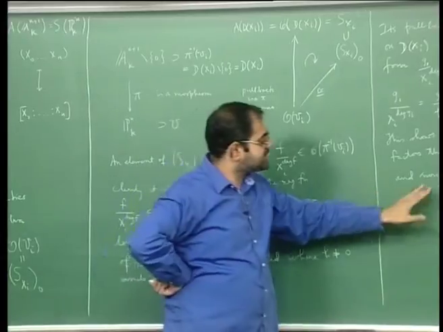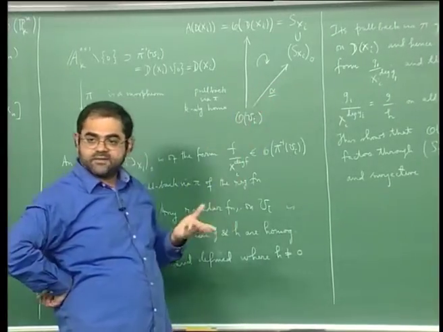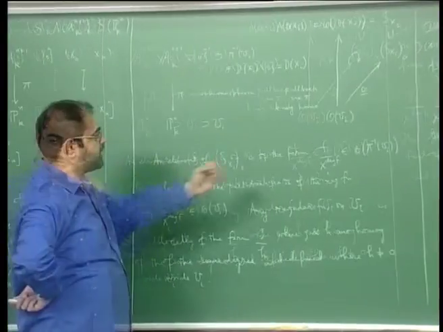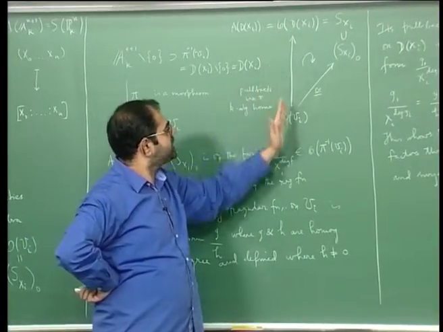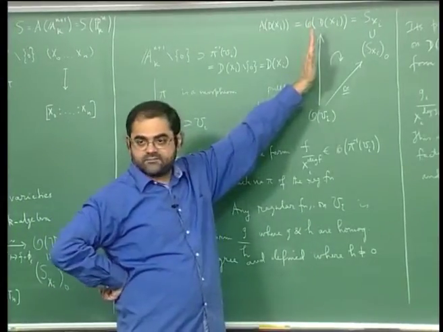So it is very clear that this map is injective and that this map is surjective, very, very clear. Here what I am doing is using the fact that this is a morphism, and I am pulling back the functions.